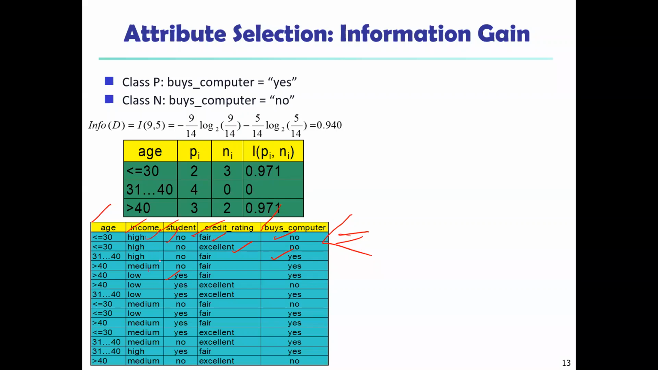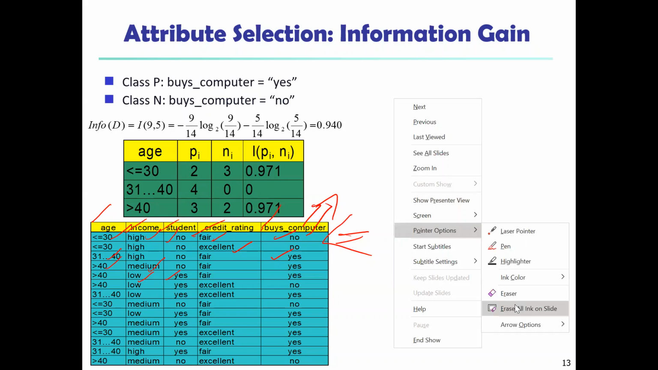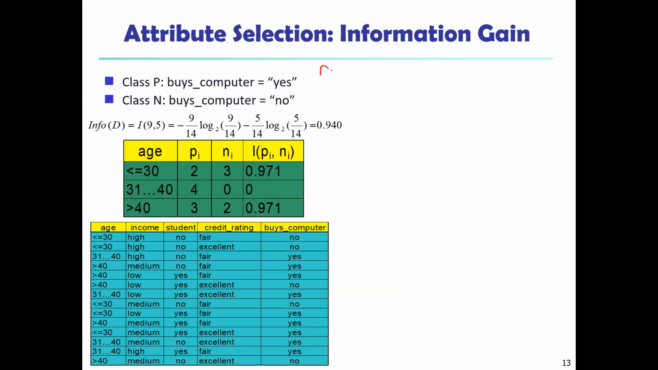Income contains high, medium, low, three different values. Age contains less than or equal to 30, 31 to 40, and greater than 40, three different values. So there are no continuous values here. All are discrete values. Buys computer is the class label attribute. We all know the last attribute of a training dataset is always the class label attribute. So we have two different values here, yes and no. So the m value is equal to 2. One is yes and the other one is no here.